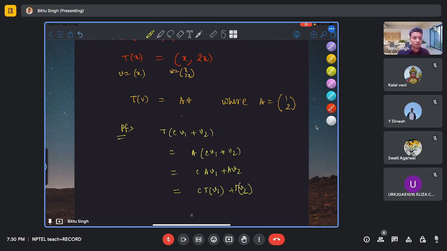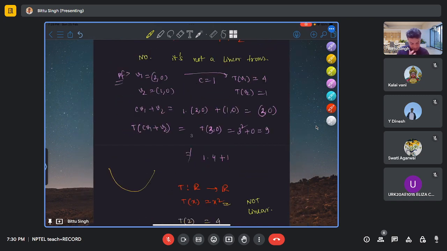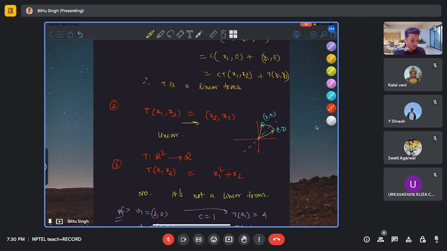Sorry, here it is A. Therefore, matrix multiplication is a linear transformation. Here also you can write this transformation: the coordinates are x1, x2, and it goes to x2, x1. You can see this is nothing but the matrix 0, 1, 1, 0 times x1, x2. So note that here T(v) is the same as multiplication by this matrix 0, 1, 1, 0. So any matrix multiplication is a linear transformation.